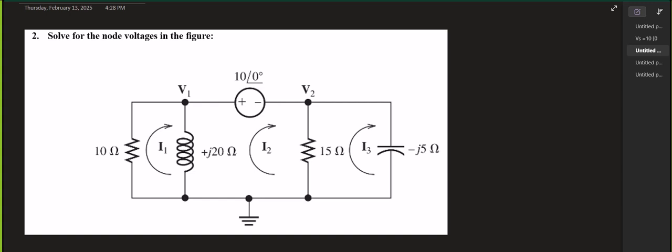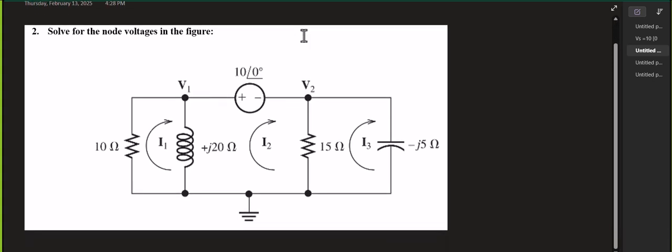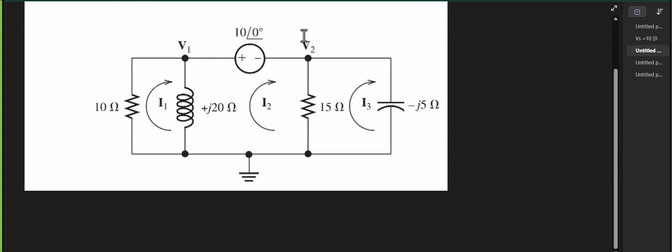Mesh analysis. Oh no, am I going to use mesh analysis? Let me see what I have in my notes. I did not. I did node voltage. It looks like it's set up for mesh, but I'm glad I didn't, because I don't like using mesh if I can use nodal analysis. So I'm going to use nodal analysis. Okay, so solve for the node voltages in the figure.